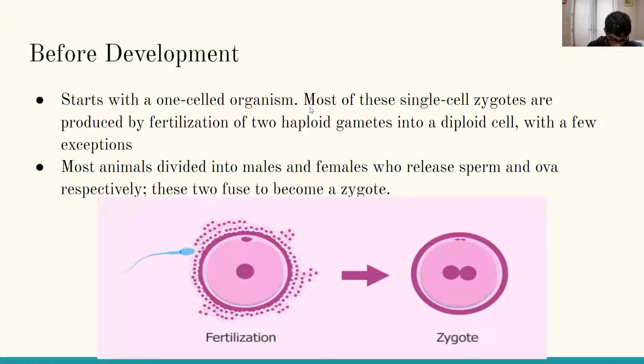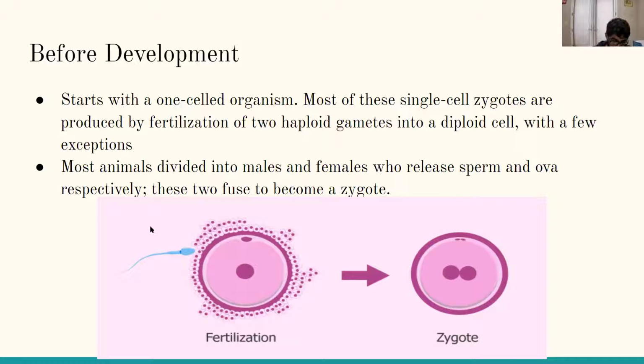So an animal usually starts out as a one-celled zygote, and the majority of these zygotes are formed by the merging of two haploid gametes, which are sperm and ova, and that turns into a diploid zygote. There are a few exceptions to this rule because sponges, the most simple animals, can reproduce asexually as well. And some rotifer species are entirely female and reproduce via unfertilized eggs, which is pretty strange.